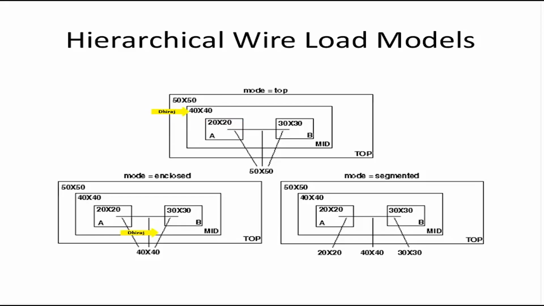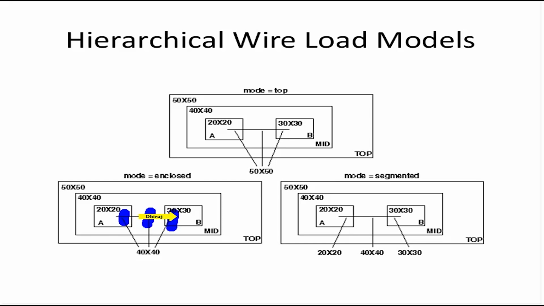When we go to enclosed, we go to a slightly more accurate implementation. It will look for the smallest design that encloses this net. 20 cross 20 does not enclose this net completely. 30 cross 30 also does not. 40 cross 40 encloses this net completely. So these are three segments: 1, 2, and 3.